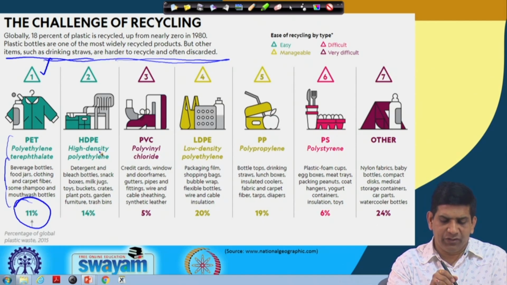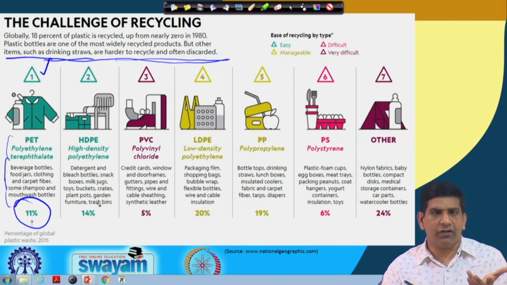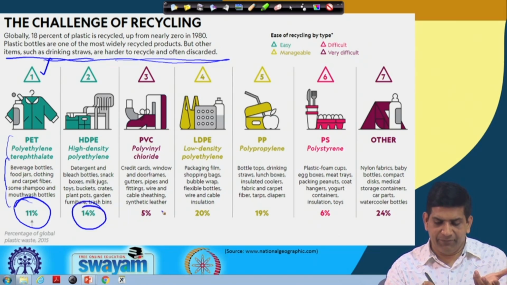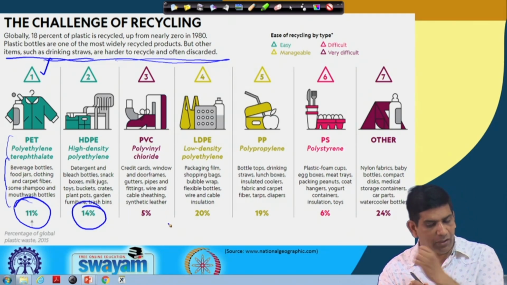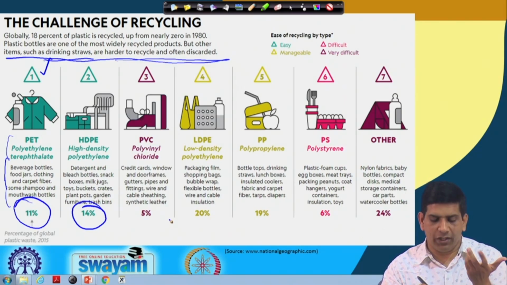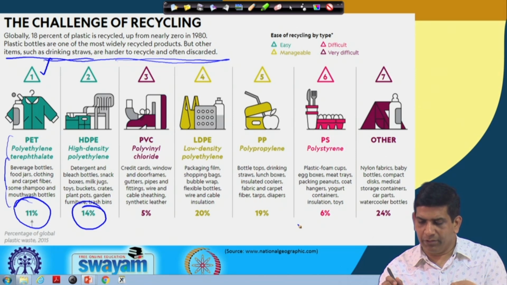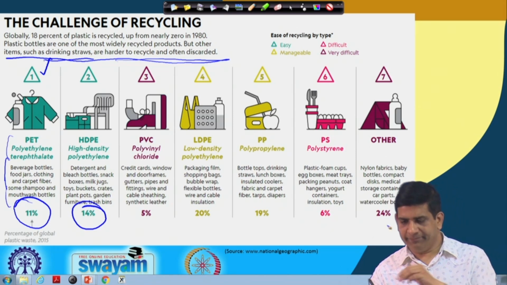Number two is HDPE, which is high density polyethylene: detergent and bleach bottles, snack boxes, milk jugs, toys, buckets, crates, plant pots, garden furniture, etc., and trash cans. That's around 14%. PVC, polyvinyl chloride: your credit cards, windows, door frames, gutters, pipes, fittings, wire and cable sheathing, covers, synthetic leather. That is PVC, number 3. LDPE, which is number 4, low density polyethylene, 20%, and then your PP, polystyrene, and others.